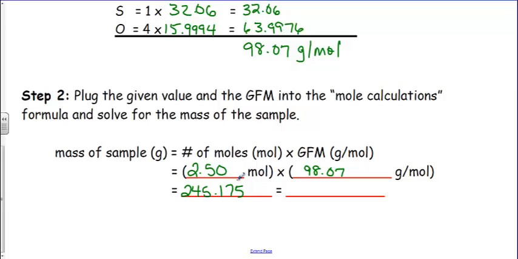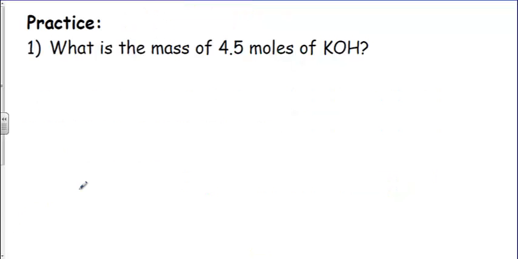But, okay, this is where sig figs is pretty important. We have 3 sig figs here, and we have 4 here. So our answer can only be rounded to 3 sig figs, so we're going to stop here. So we're going to say our final answer is 245 grams. That's the mass of the sample in that many moles. So you need 245 grams of sulfuric acid to equal 2.5 moles of that solution. Okay? So let's do some practice.